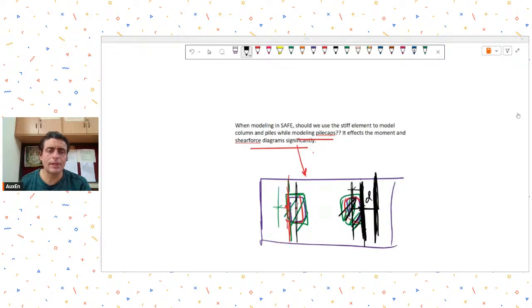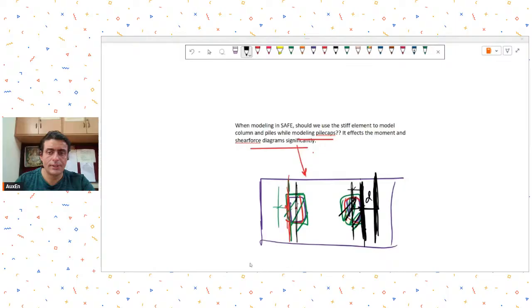In my opinion, it is better not to model it as stiff and let the analysis happen, whatever is happening, and then you locate the sections which are at the face of support, or at d distance away from the face of support, or at d by 2 distance from the face of support. Okay. Is it clear? All right. So in short, do not model it as stiff, and try to locate the sections where you want to check on your own. So this was engineer Rohit with his query.